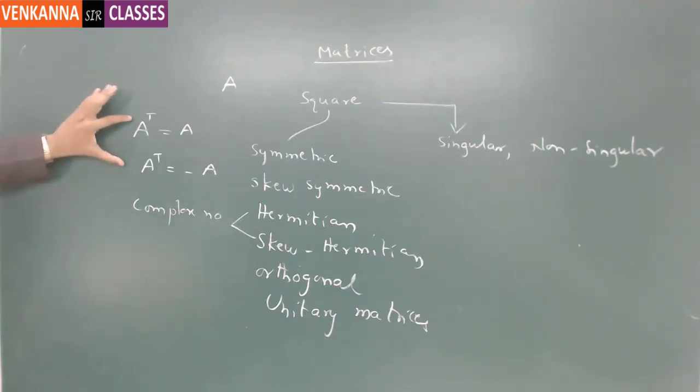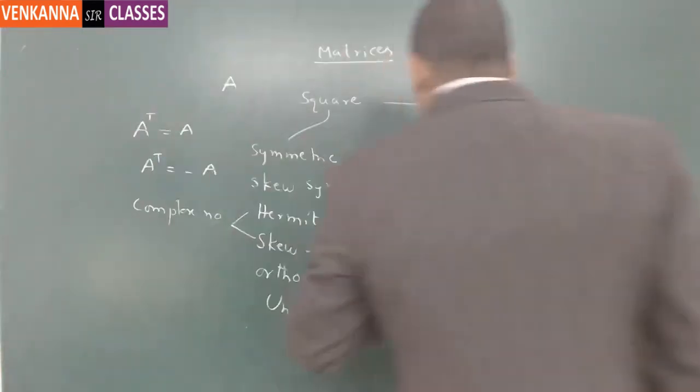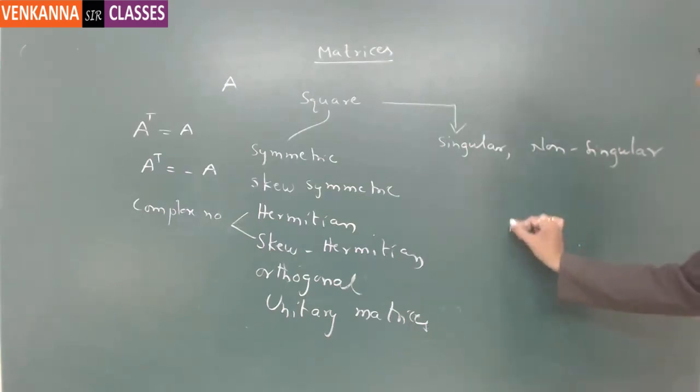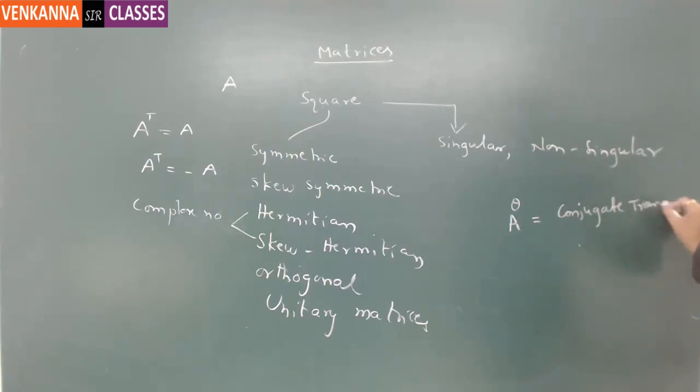So far we will take the entries here as real numbers. Here we take the entries as complex numbers. While defining Hermitian and skew Hermitian matrices, whenever you take a matrix A, we calculate the value A power theta, which is called the conjugate transpose of the matrix. It is nothing but you calculate the conjugate, that means apply bar to every element in A, and find its transpose. It is nothing but A power theta.